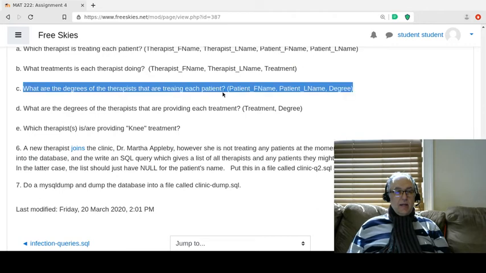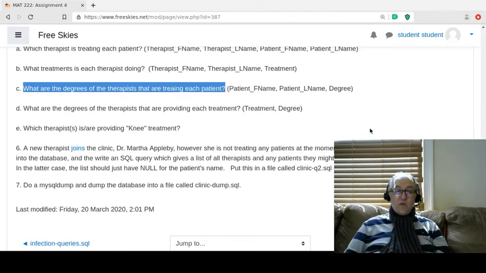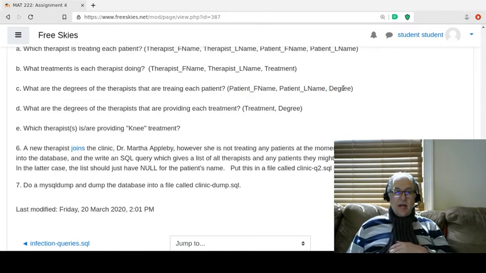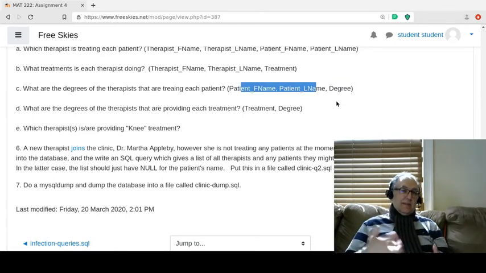Then the next query is, what are the degrees of the therapists that are treating each patient? I don't want the names of the therapists. I just want the name of the patients and the degree of the therapist that is taking care of those patients. You might say, why would you ever want to ask that kind of thing? I don't know, maybe you want to see if one particular patient is getting all the PhDs and other patients are not. So you might have reasons for asking that kind of question.